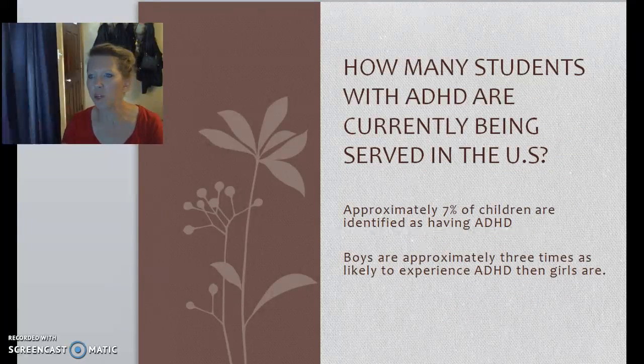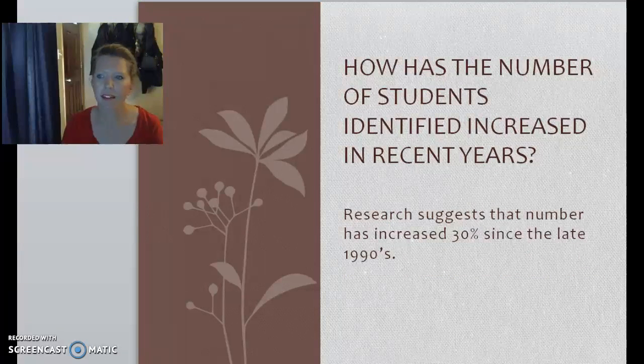How many students with ADHD are currently being served in the U.S.? Right now, approximately 7% of children are identified with having ADHD. A little side note: boys are approximately 3 times more likely to experience ADHD than girls are. How has the number of students identified increased in recent years? Research suggests that the number has increased by 30% since the late 1990s.